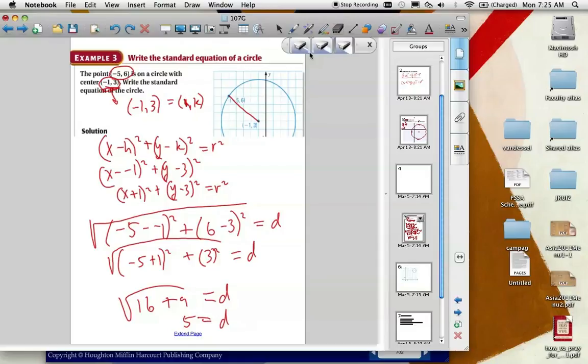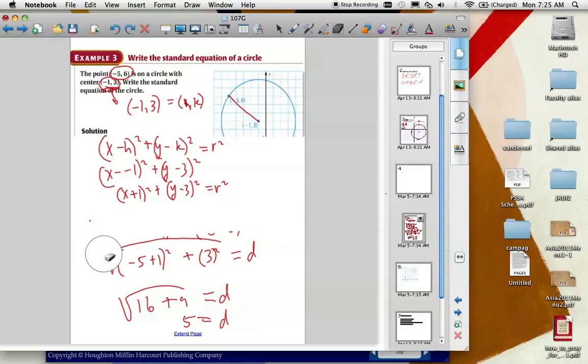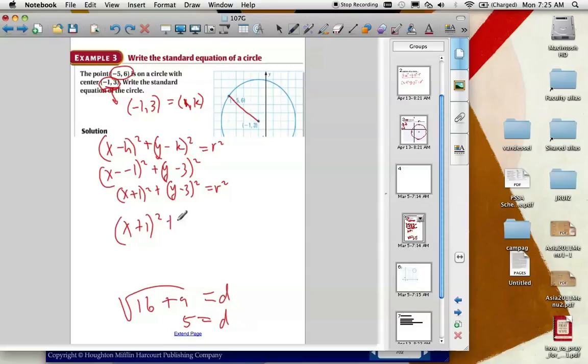I'm going to erase some stuff. You can pause if you need to. I'm going to plug in this 5 I just found, because that's the distance. I want that here. So I plug in the 5 I just found. I get x plus 1 squared plus y minus 3 squared equals 5 squared.